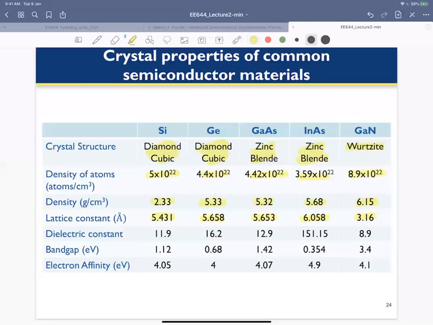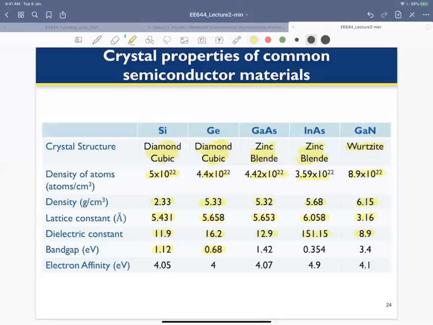So dielectric constant is mentioned here, right? The dielectric constant for indium arsenide, I have to check, is this 15.1 or 15, right? But dielectric constant also depends on the crystal structure, right? Band gap definitely depends on the crystal structure. So the band gap of silicon, now we know, is 1.12 electron volt, but germanium is 0.68 electron volt. This is because as the size of the atom increases, the band gap will reduce, right?